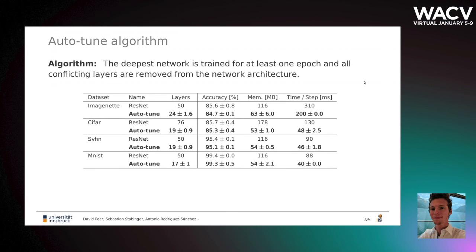We called the algorithm that removes conflicting layers the autotune algorithm. As already mentioned, conflicting layers can be detected at the beginning of the training, and therefore this algorithm is computationally very cheap. In the table shown on this slide, we can see that the model found by this algorithm produces competitive accuracy when compared against the residual networks. But the model that is found by the autotune algorithm drastically reduces the memory consumption and the inference time, because all the conflicting layers are removed from the architecture.